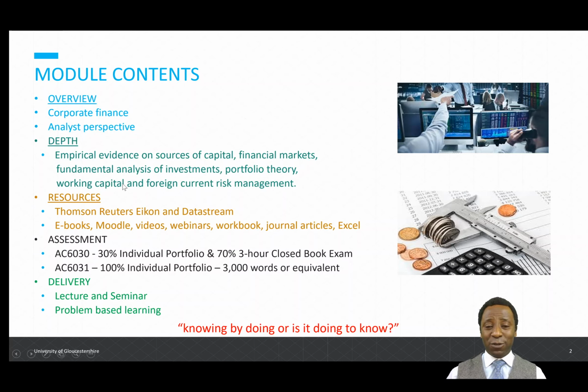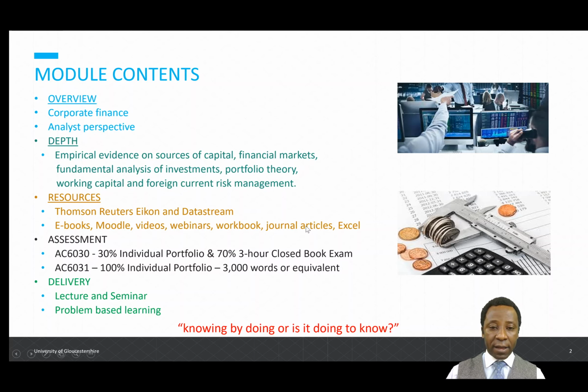So the main difference between AC6030 and AC6031 revolves around the assessment. So the contents are the same, the learning outcomes are the same. The only difference is about the assessment. For AC6030, you have a 30% portfolio, 1,000 words maximum, and a 3-hour closed book exam. For AC6031, you have a single individual portfolio which has 3,000 words or equivalent.